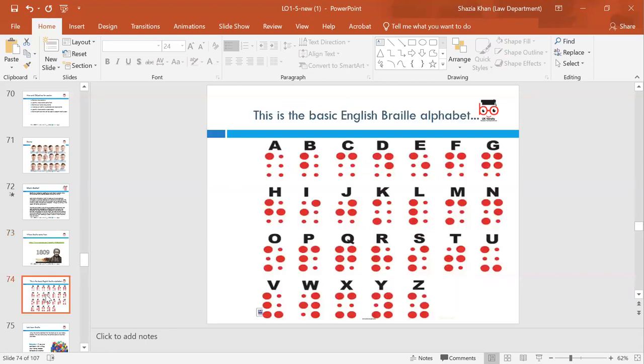So this is a basic English Braille alphabet. A, B, with the dots on, it identifies it to the person. It's more likely that we can't understand it, but the person that's blind or has visual impairments is able to understand what that actually means and how it supports them. So it's a great support for them.